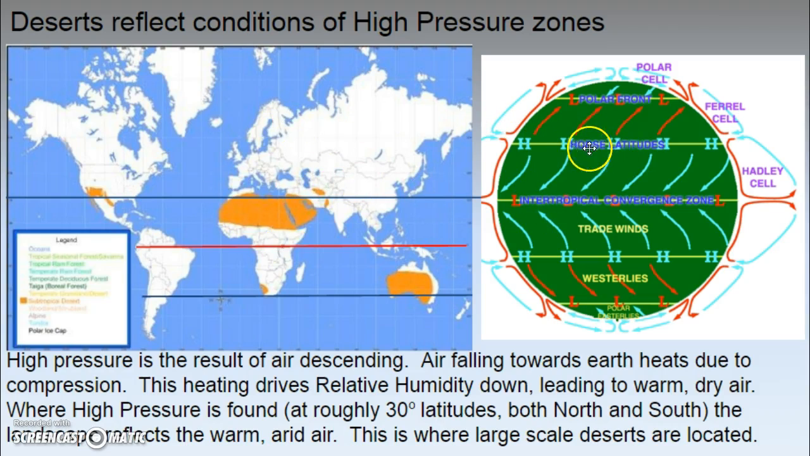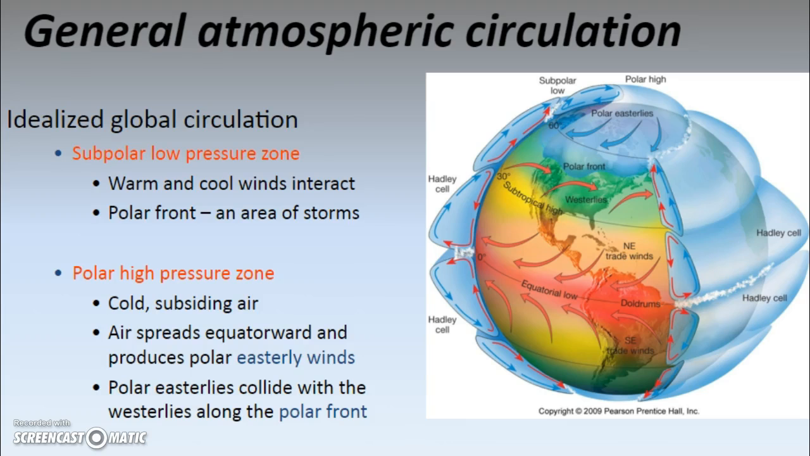And therefore we can find deserts. Where we find high pressure, we find deserts. We find deserts at the poles as well, but the deserts we think of are the subtropical deserts. High pressure is the result of descending air. Air falling towards the earth heats due to compression. This heat drives the relative humidity down, leading to warm, dry air. Where high pressure is found, at roughly 30-degree latitudes, both north and south, the landscape reflects the warm, arid air. So this is where we find the large-scale deserts.